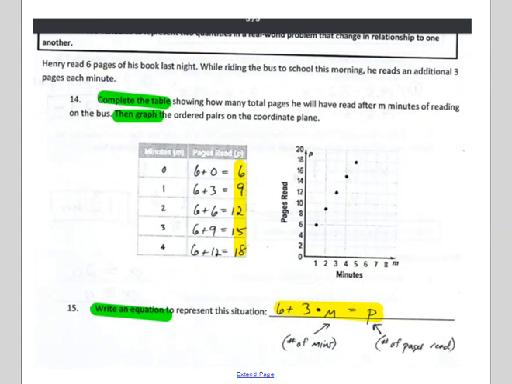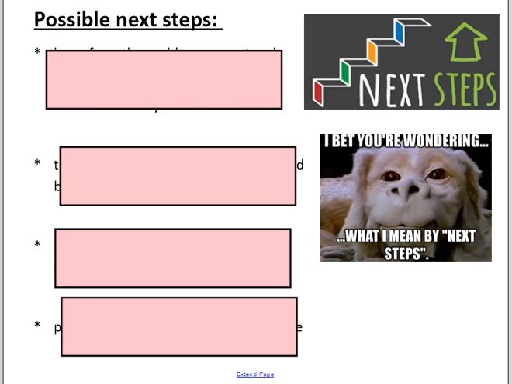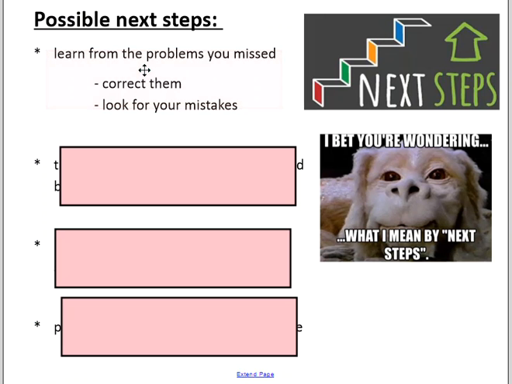All right. Okay, that brings this to a close. Possible next steps. I mean, we just went over a study guide. So let's talk about what next steps could look like. You could definitely learn from the ones you missed. It's a good idea to correct them, look for your mistakes, understand your mistakes, because you know that very often your test is coming back at you just like your study guide was.